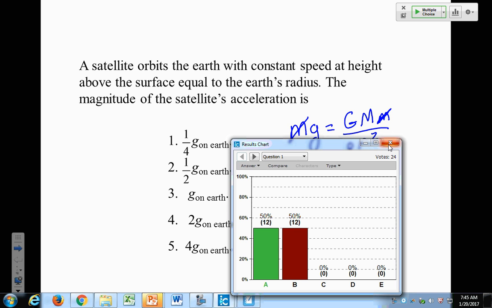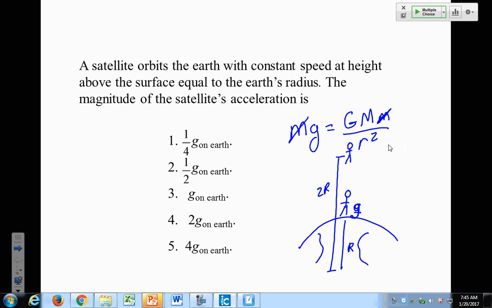It's an inverse square relationship, right? If I double R, then it changes by a factor of 4 because it's squared. So g is going to decrease by a factor of 4, or by 1/4. It's 1/4 its original.